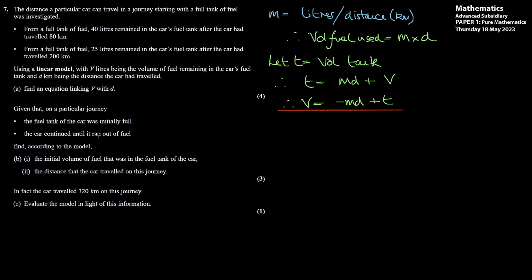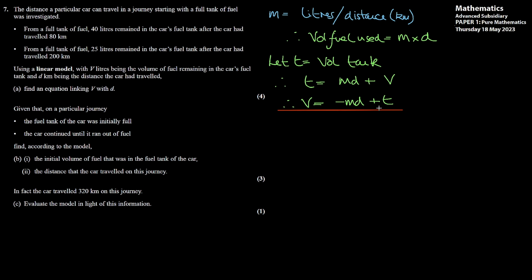So we've got a third journey that this car is going to make. We're going to start with a full tank and we're going to continue till it's out of fuel. Find the initial volume, which is the capacity of the fuel tank of the car before it starts the journey, and the distance the car travels on this journey. So we're going to run the whole lot dry.